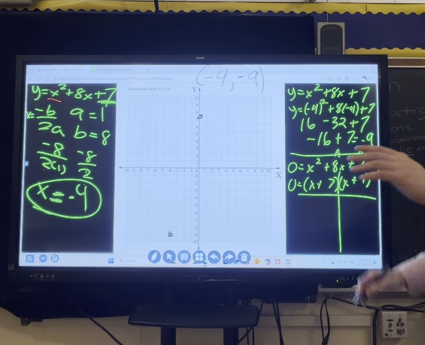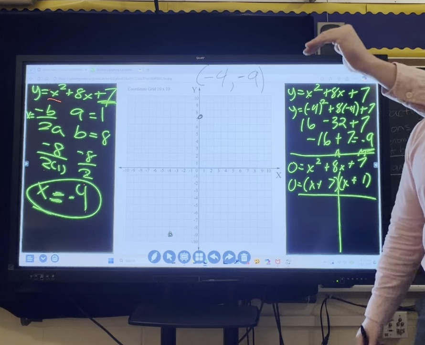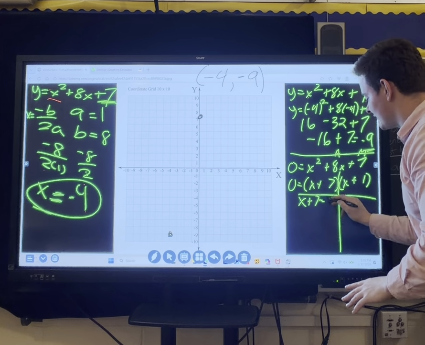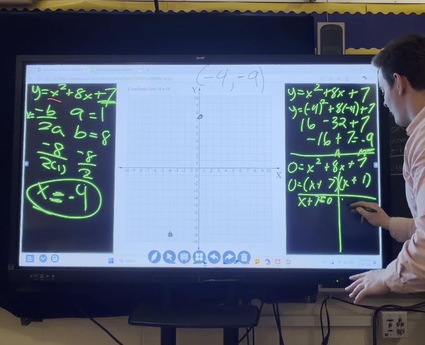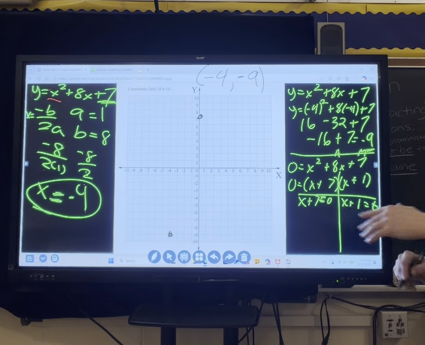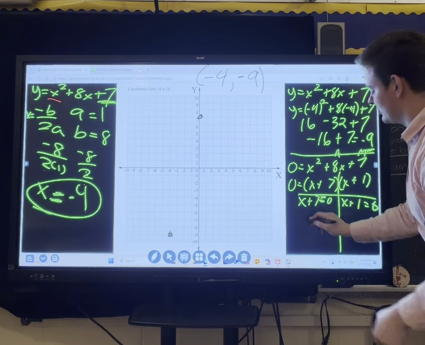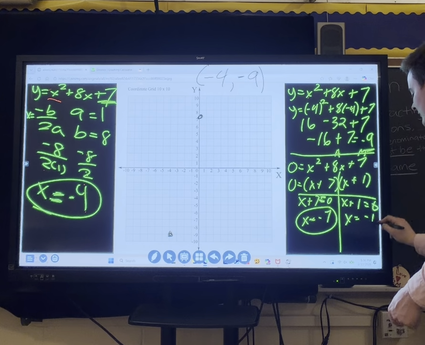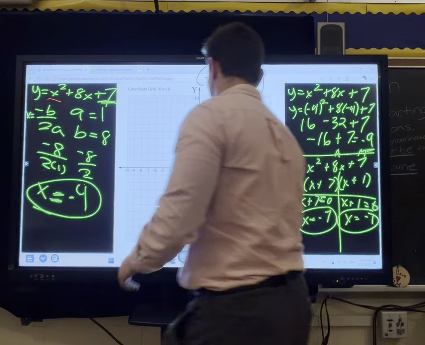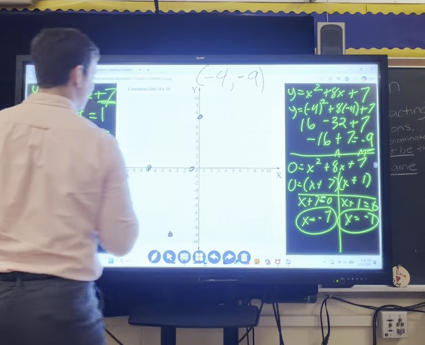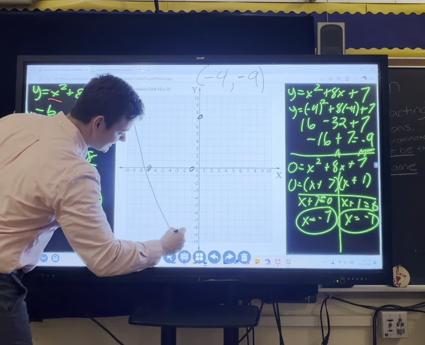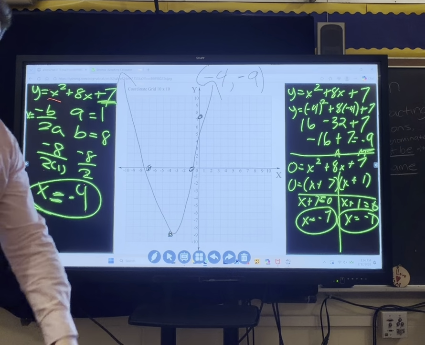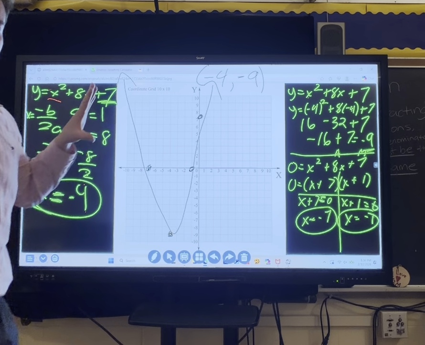But that's my factored form, and what I want is the x-intercepts. My x-intercepts are when x plus 7 equals 0, or when x plus 1 equals 0. When I do this math, I get x is negative 7 and x is negative 1. So I put a dot at negative 1 and a dot at negative 7. I connect my dots in some kind of U shape, and that's how I graph my parabola.